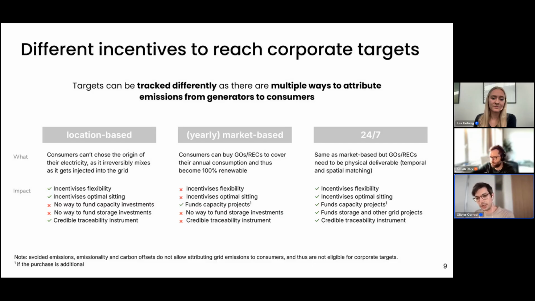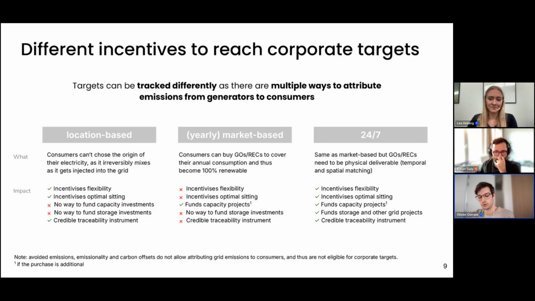And therefore, we have a market-based paradigm where a consumer can buy an instrument, a guarantee of origin or renewable energy credit, to represent the fact that they're funding a specific renewable asset. And then in return, they get to have a claim. The issue there is that typically these types of instruments have been market-based on a yearly level, as Killian will explain a bit later.